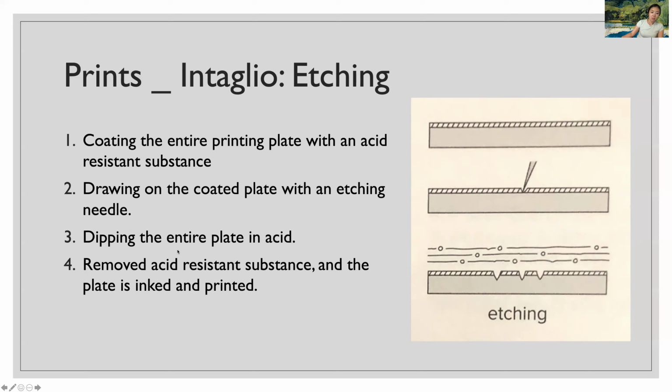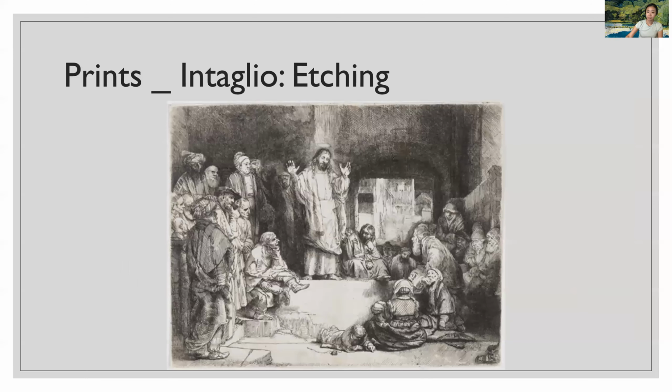Number 3, the entire plate is dipped in acid. So this is acid, and this plate is put into the acid bath. Only the portion of the plate, this part, the scratched part, the drawing lines, is intact. The ground is removed. The plate is inked and printed. So this is etching work.